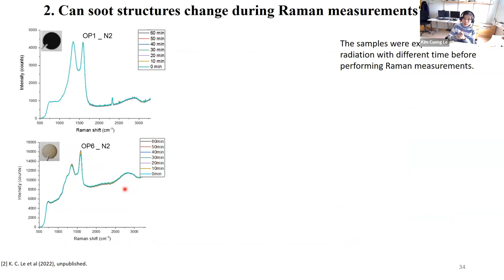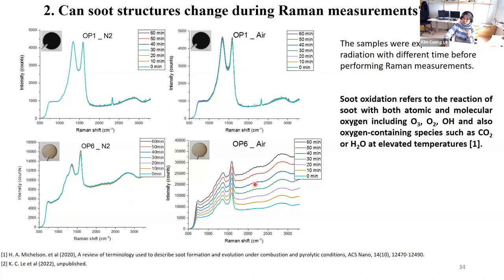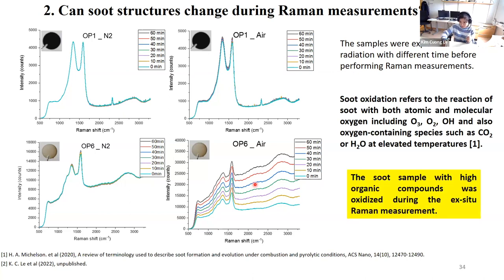So the samples were exposed to the laser radiation for different times before performing Raman measurement. We see when we measure in nitrogen, the Raman spectra of black and brown soot are quite stable. However, when we perform the measurement in air, we see that the brown soot is strongly affected, especially the fluorescent signal keeps increasing. It means that soot was oxidized during ex-situ measurement. And the sample with higher organic compounds is easier to oxidize.